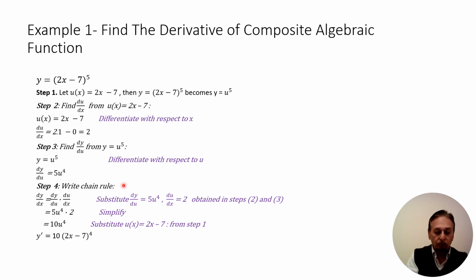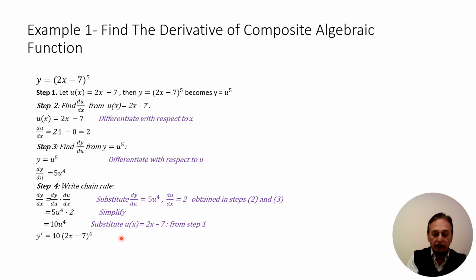Now step 4, we write the chain rule. dy over dx equals dy over du times du over dx. And now we substitute what we obtained in steps 2 and 3. dy over du is 5 times u to the 4, and du over dx we found is 2. So we substitute and we get dy over dx equals 5 times u to the 4 times 2, which becomes 10 times u to the 4.